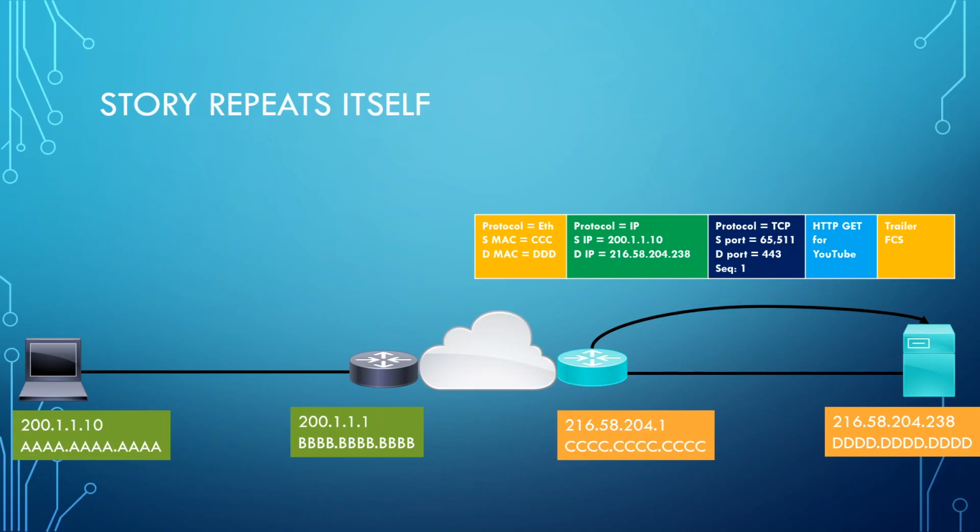In this case, I'm going to put the source MAC address as my MAC address of CCCC. I'm going to put the destination MAC address of the web server, which holds the YouTube website, which in this case has the MAC address of DDDD. And then it takes that Ethernet frame and transmits it to the switch, which then switches that frame to the web server holding that YouTube website.